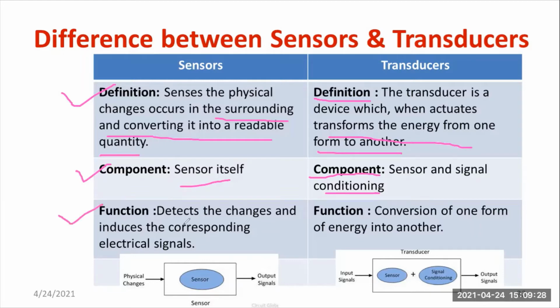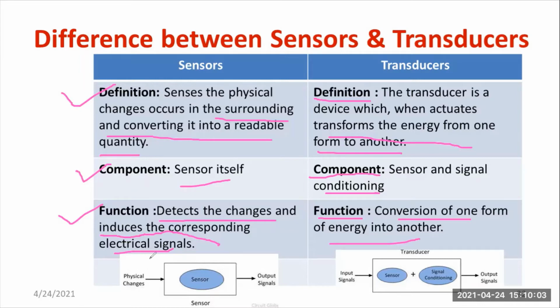Then regarding the functionality, a sensor detects the changes and induces the corresponding electrical signal, for example a voltage sensor, current sensor, etc. Regarding the function of a transducer, it converts one form to another form. That phenomenon is called transduction. In the case of a sensor, no transduction takes place. The physical quantity is converted into a readable quantity. In the case of transducers, energy conversion takes place.